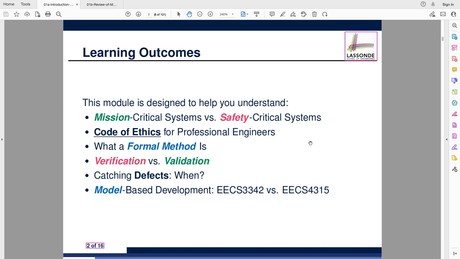My understanding is either engineer, SE students for sure, also CS students in the software development stream, they can take it. Yes, I think so. Sorry, I take it back. I just got confused. For 3342, for sure, the software development stream students are required to take this one. But for 4315, only SE students. But of course, it doesn't hurt to take it.